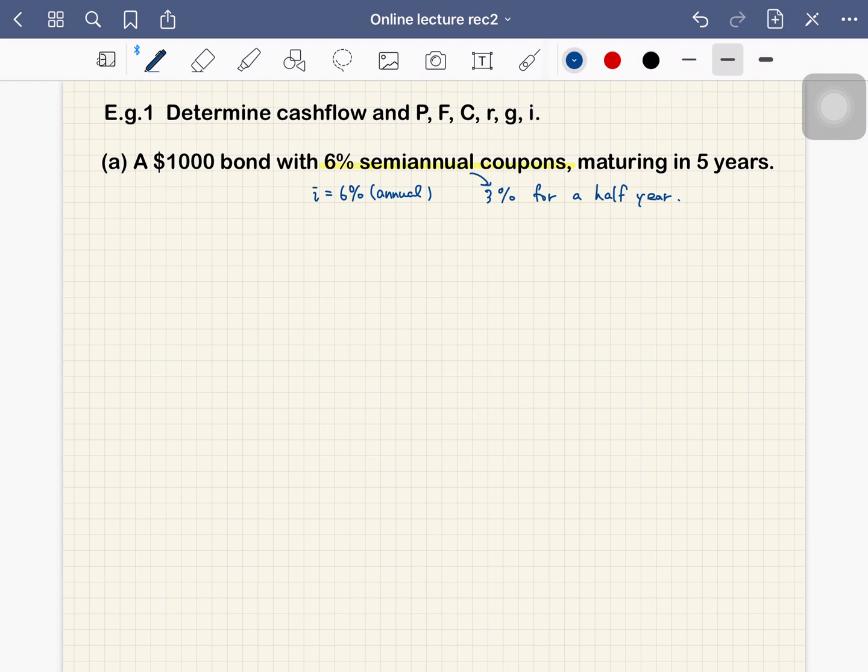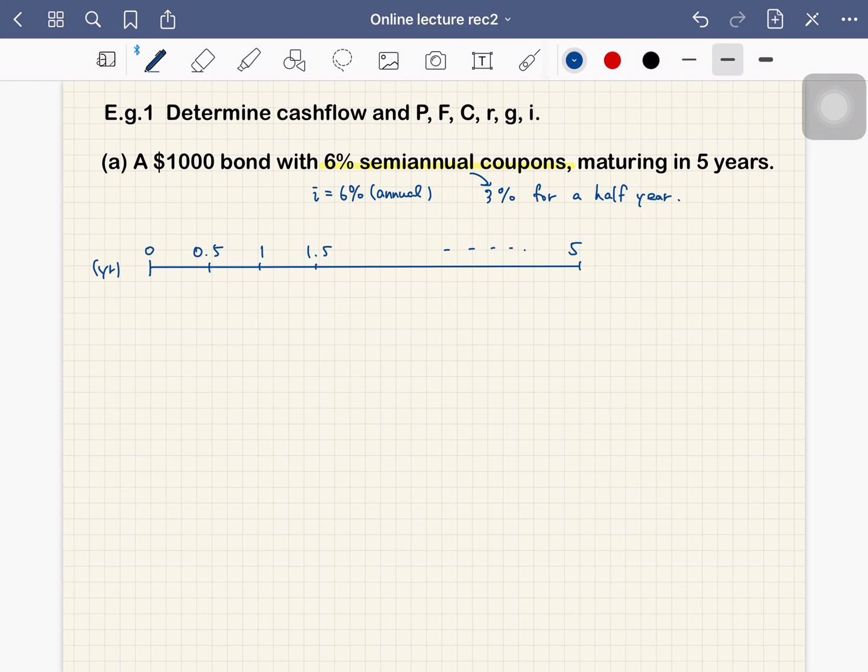It looks like we can get 6% every half year, but it's not. 6% is the annual rate, and the semi-annual coupons mean 3% for a half year. So the timeline is 0 to 5 in years, but since the coupon is for every half year, so 0, 0.5, 1, 1.5, up to 5.